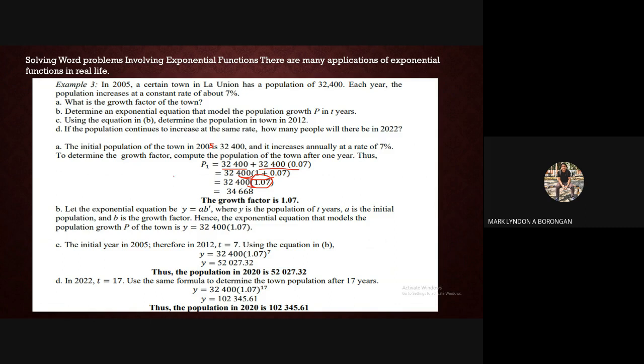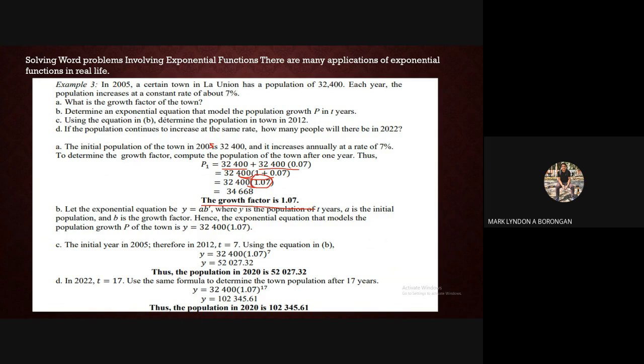And then, what about sa tong B? Let the exponential function be y is equal to a b to the power of t, where y is the population after t years, a is the initial population, and b is the growth factor. So hence, the exponential equation that models the population growth P of the town is y is equal to 32,400 times 1.07 to the power of t, according sa atong growth factor.